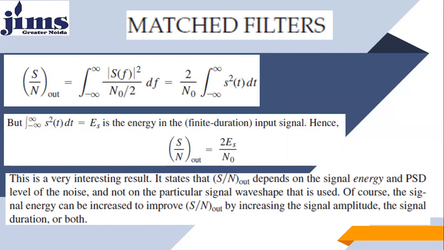So if the shape is damaged at the receiver, there is no effect on the result. Of course, the signal energy can be increased to improve S by N. There are two ways: either you increase the signal amplitude or the signal duration, or both.